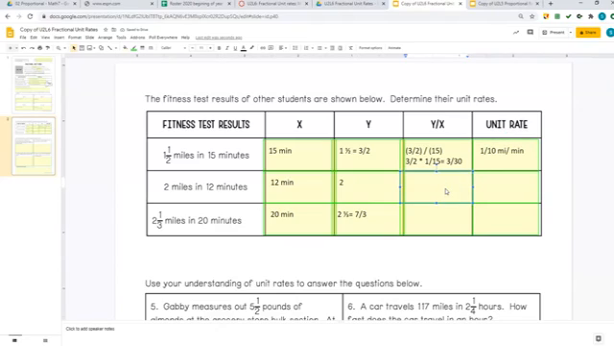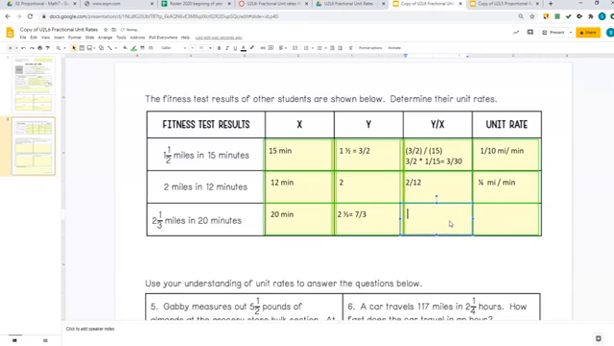Let's take a look at this one. Go ahead and set up your division. It's y divided by x. So that's 2 divided by 12, which equals 1/6 of a mile per minute.